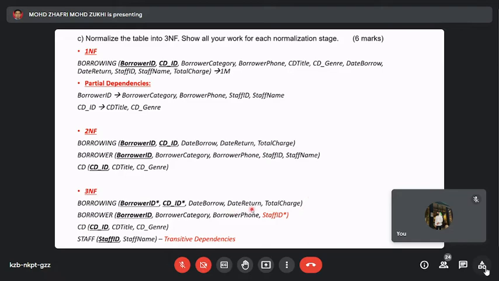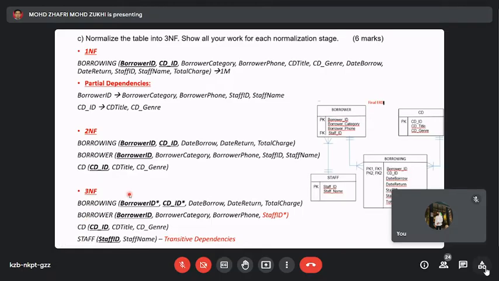Only that because borrower has a relationship with staff, we need to maintain staff ID here. And then we put an asterisk, a star, here as a symbol that staff ID is the foreign key. So we know borrower ID and staff have a relationship. Can you see this? Staff has a relationship with borrower. So one to many, so the many side should store the foreign key. So the foreign key is staff ID. So staff serve the borrower. Okay?